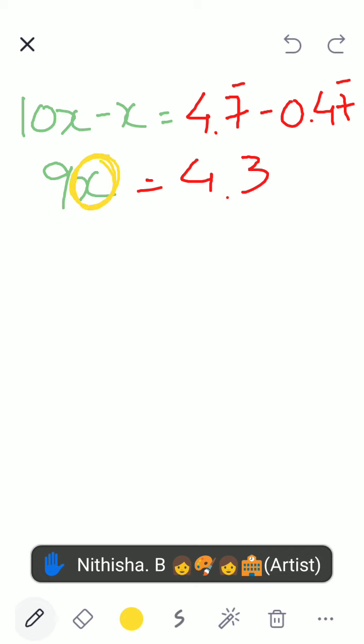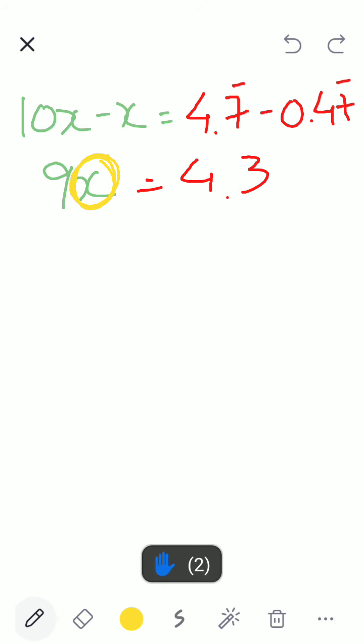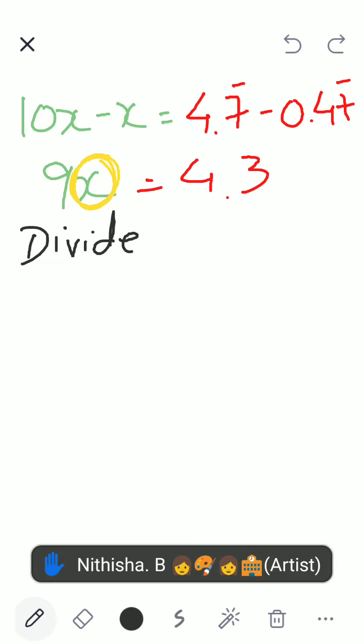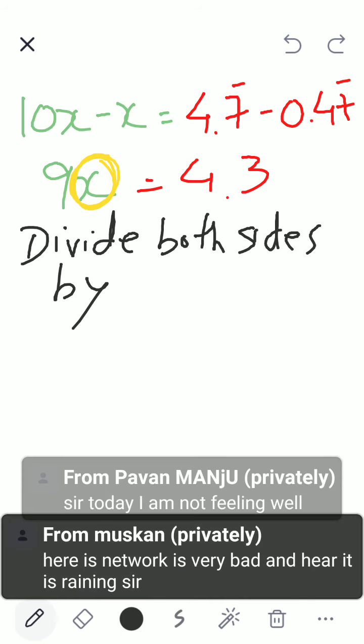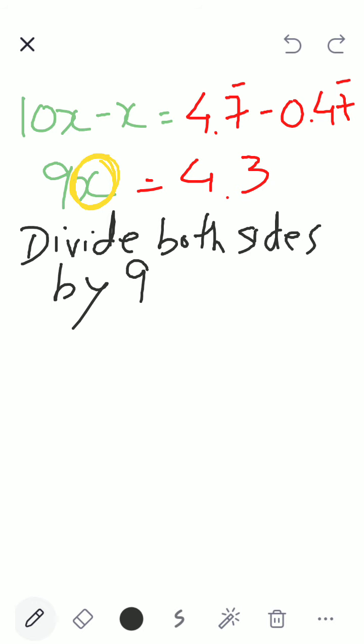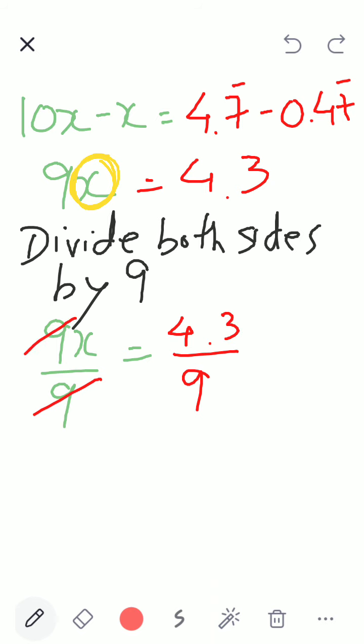So how do I make x alone? 9 is there with x. Goodbye, 9. Divide both sides by 9. So the fraction bag will become 9x divided by 9, and the decimal bag will become 4.3 divided by 9. This 9 and this 9 will get cut.